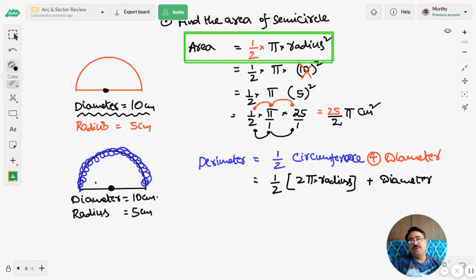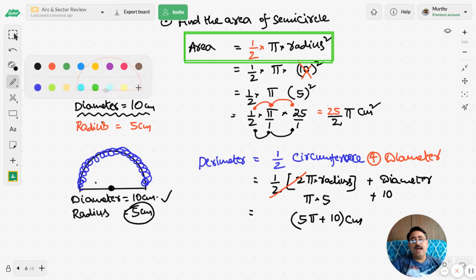Anyhow, half of 2, they get cancelled, you'll end up with 1. So pi times radius. What is radius here? It is 5. What is diameter? It's 10. So it is 5 pi plus 10. This is the circumference. You may get a doubt: is 5 pi plus 10 equal to 15? The answer is no.